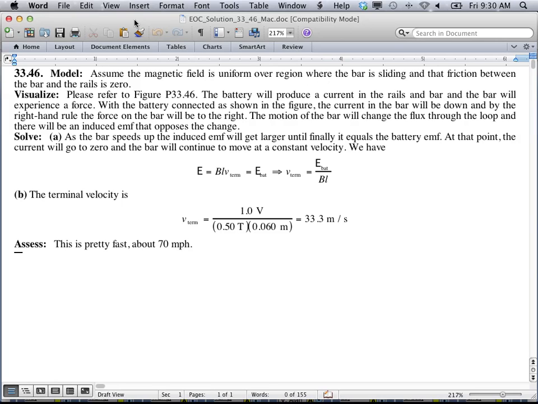So there's a certain acceleration, and that acceleration is causing the velocity to increase. As the velocity increases, the flux increases, and that causes the back EMF. The back EMF gets bigger and bigger until it matches the front EMF of the battery. But when that happens, there's no net force and you get constant velocity.